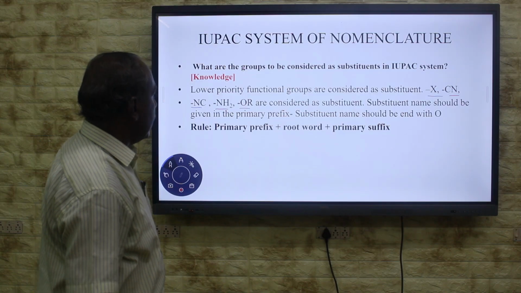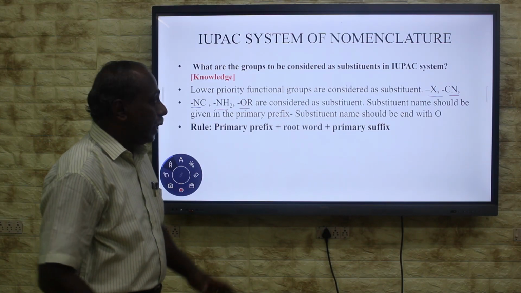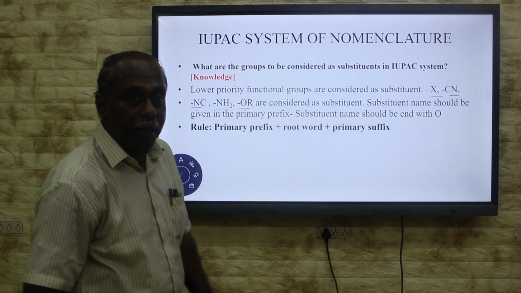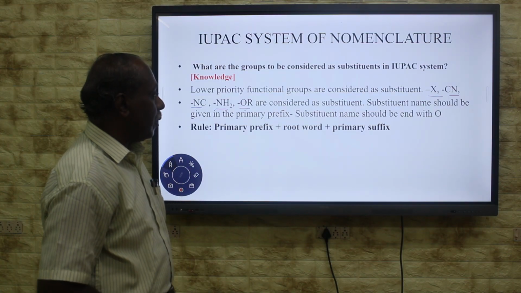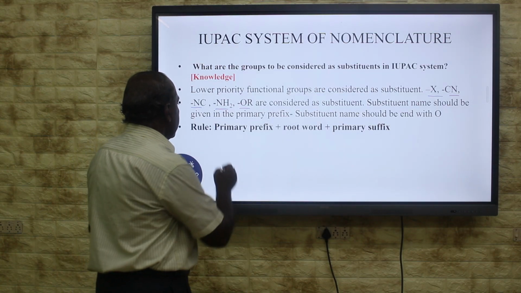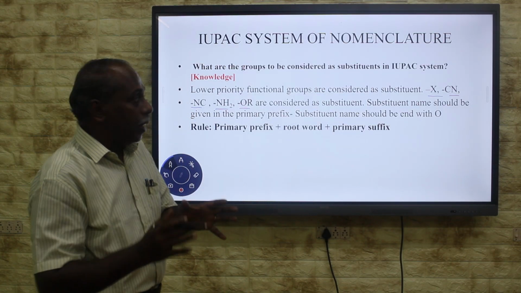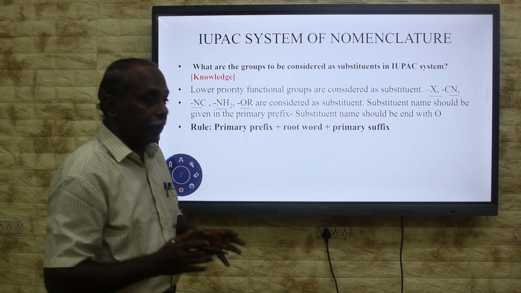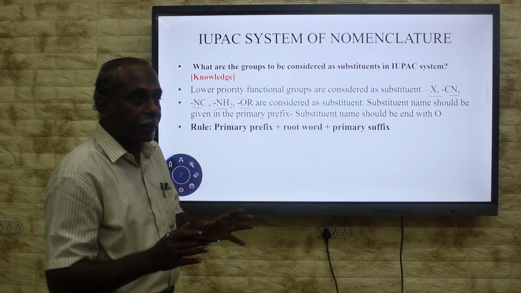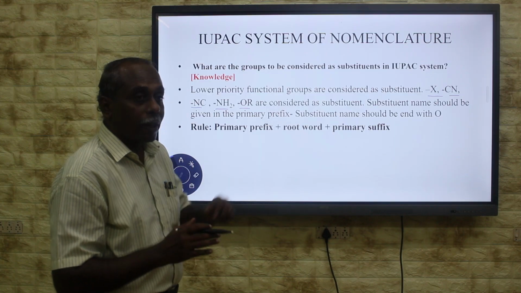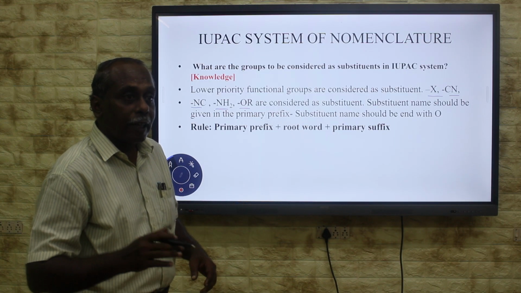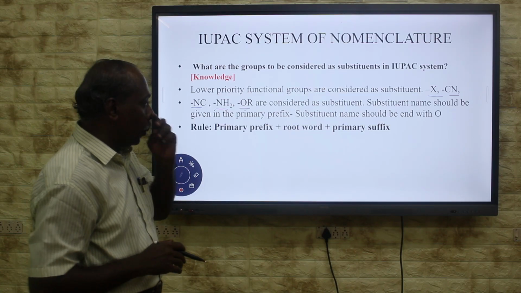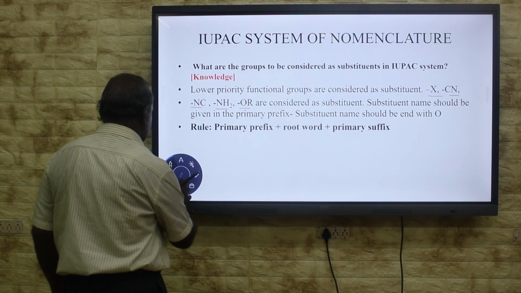As a general rule, those group names should be given in the primary prefix. Here the required fragments for this compound are primary prefix, then root word, then primary suffix. These are sufficient. Here these groups are not considered as a functional group. Therefore, a secondary suffix is not needed for naming this compound. Let us pass on to the exercise.